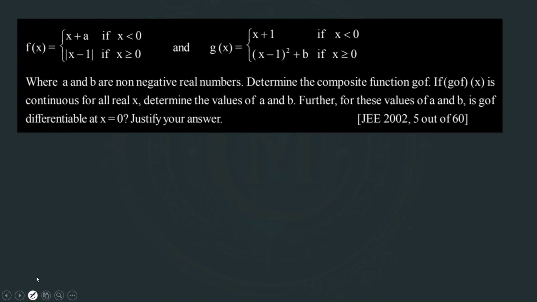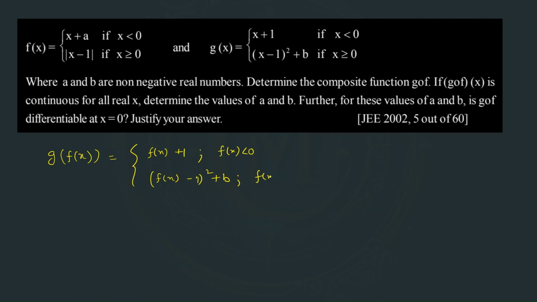Okay, let us see. Now, if we simply calculate the g of f(x), so here we can use the definitions of g(x) to find this function. So it will be f of x plus 1 when f of x is negative, and then it will be f of x minus 1 whole square plus b when this f of x is equal to 0 or positive.